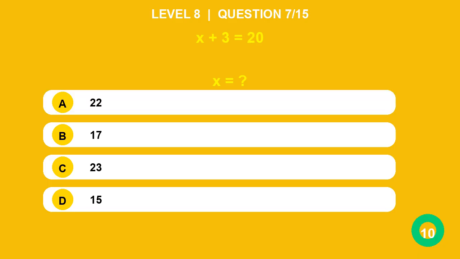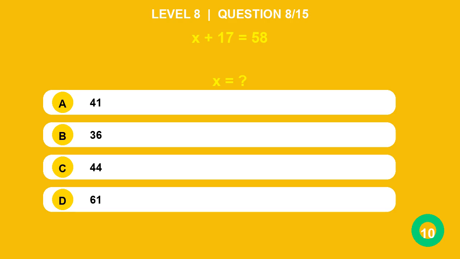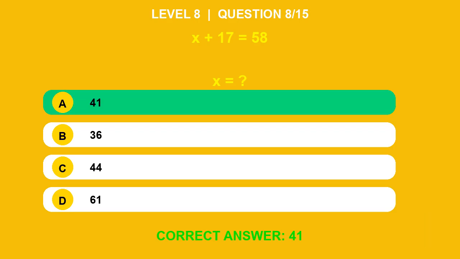X plus 3 equals 20. X equals? Answer is 17. X plus 17 equals 58. X equals? Answer is 41.